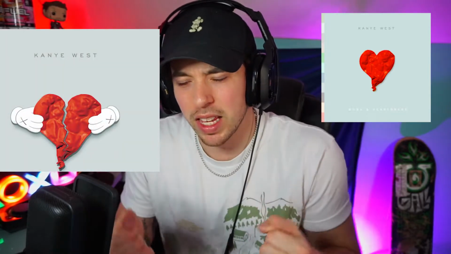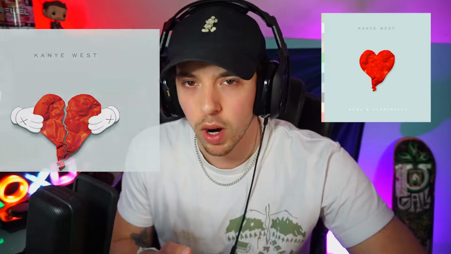For 808s and Heartbreak, we want to include the heart, which I think is part of the deluxe version. I'm not 100% sure, but I know that it does exist. So we're going to put that in the bottom right corner, have it move a little bit, and have a little animation of it breaking and kind of being put back together.